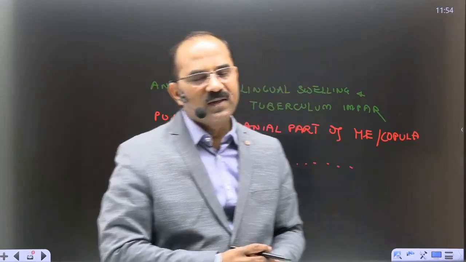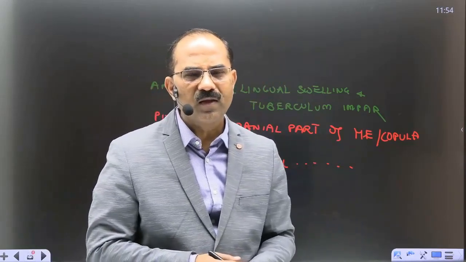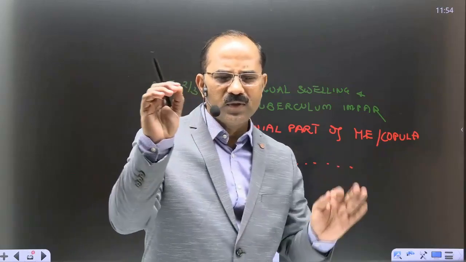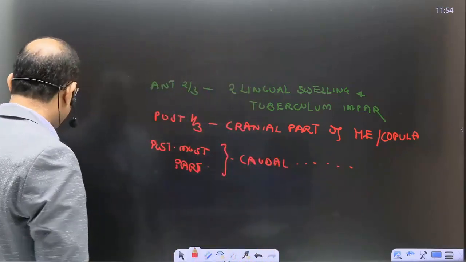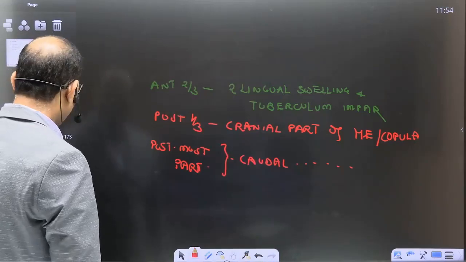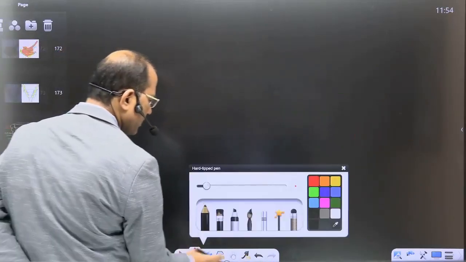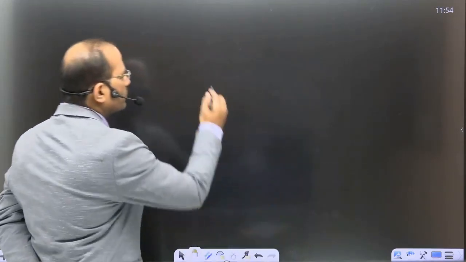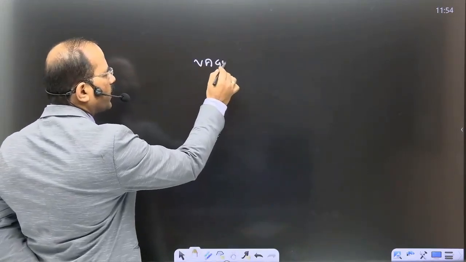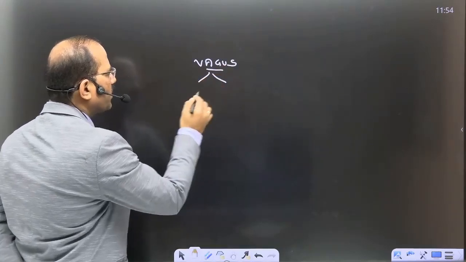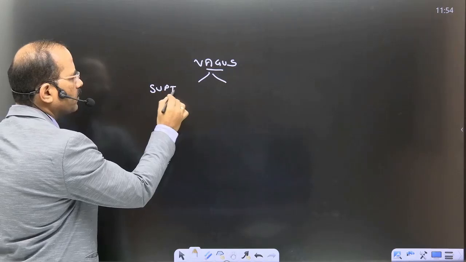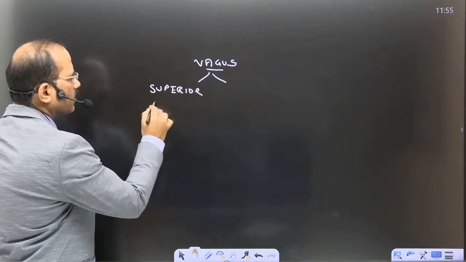So that's how you come to the hypoglossal nerve. Clear, students? Is this clear to all of you? Right? I'll just tell you in short one small flow chart that you need to know. Look, you've got this vagus nerve. Now, vagus gives two main branches. One is the superior laryngeal nerve.